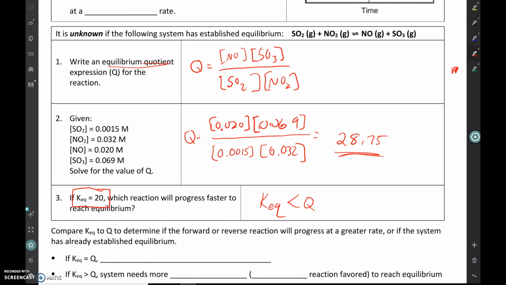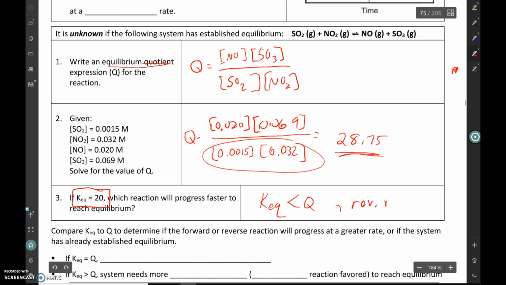If I need more of my reactants, that means I need the reverse reaction to be favored or to occur at a greater rate, as that's the only way I'll get more reactants and fewer products. Whether that's going to happen in the next 10 seconds or 10 minutes, you don't really know.